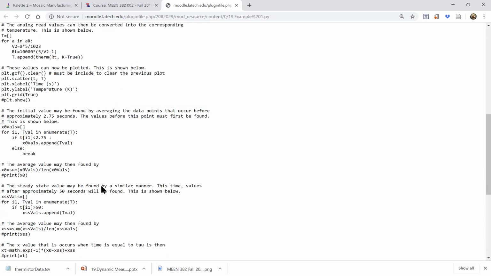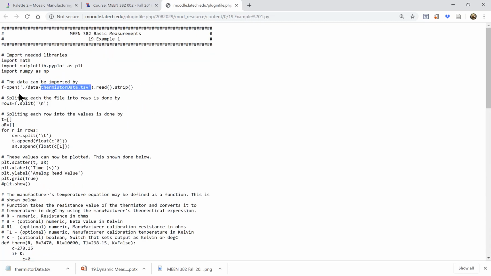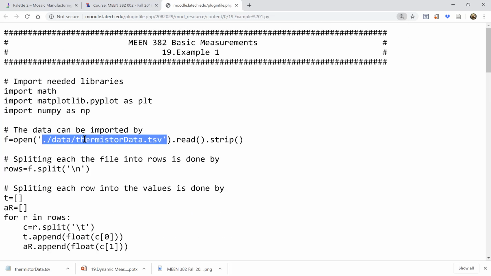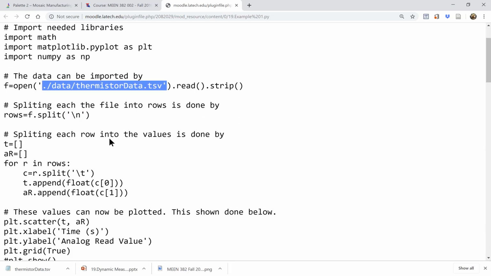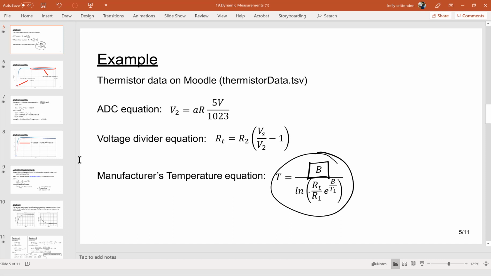So this example 1 is Python code that can go in, well, look at it. It's going to read this thermistor data in a specific path. So I did not put my thermistor data file in a data folder. So I might have to go change this or move my thermistor data for this code to actually work, because it's looking for it in a folder called data/thermistor data.tsv. So all of our data is in this file. This Python code reads it. In a minute, we'll walk through this, but let's carry on right now with what we're actually going to do with it.